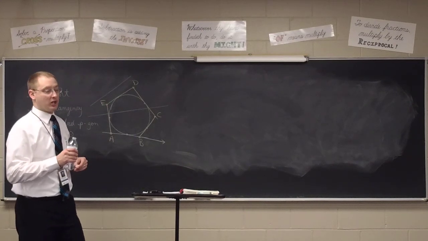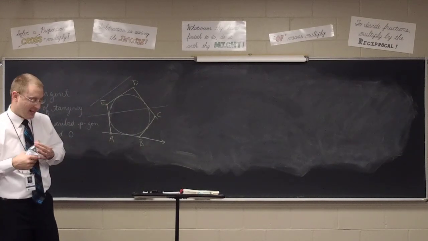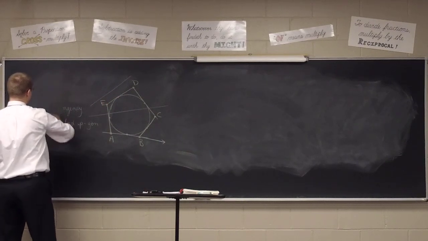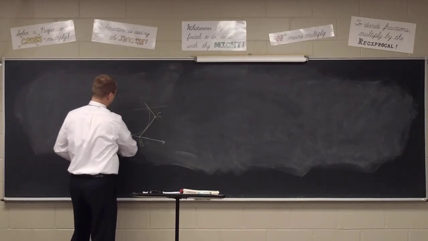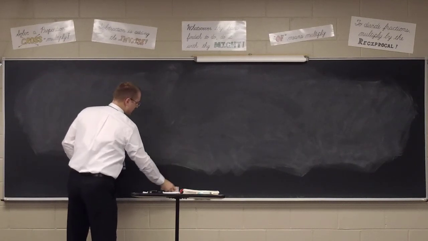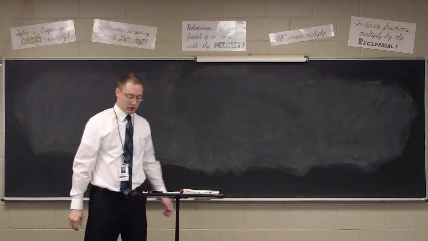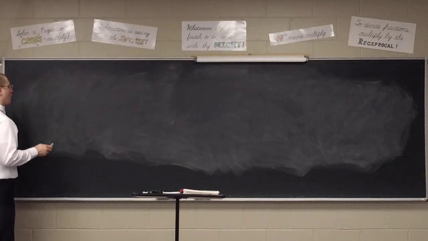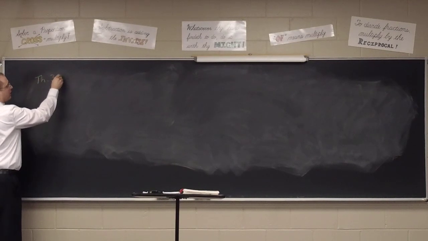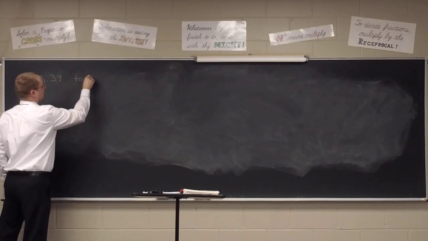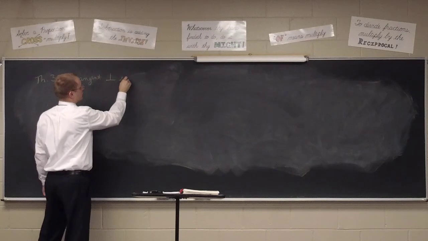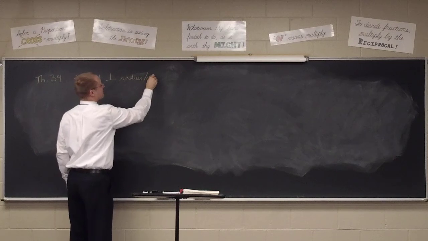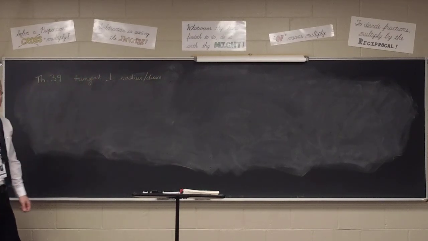is perpendicular to the radius or diameter drawn to the point of tangency. A tangent to a circle is perpendicular to the radius or diameter drawn to the point of tangency.